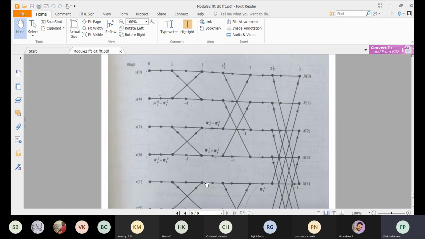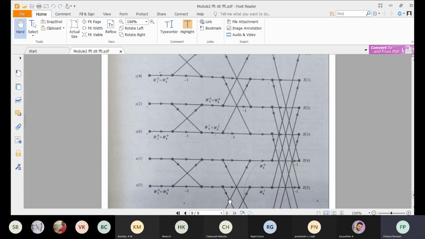Okay, so now x of 4, what is it? 1, 0, 0. If I read from the right side, it is 0, 0, 1. That is bit reversal. So this is x of 1. Got? In the same way, x of 5, what will you write? 1, 0, 1. If you read again from the right side, it is the same 1, 0, 1. So it is x of 5.